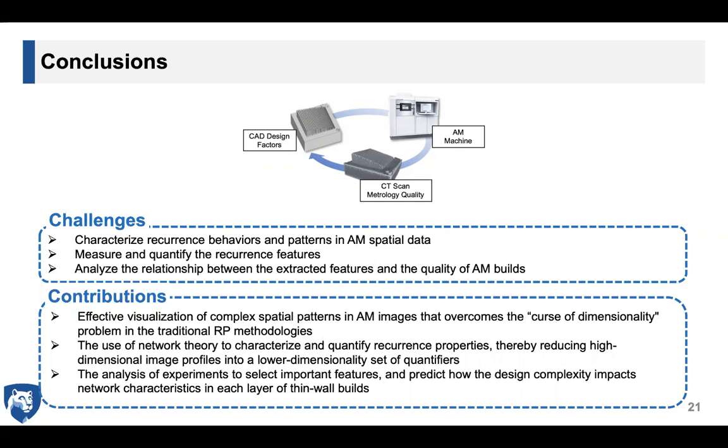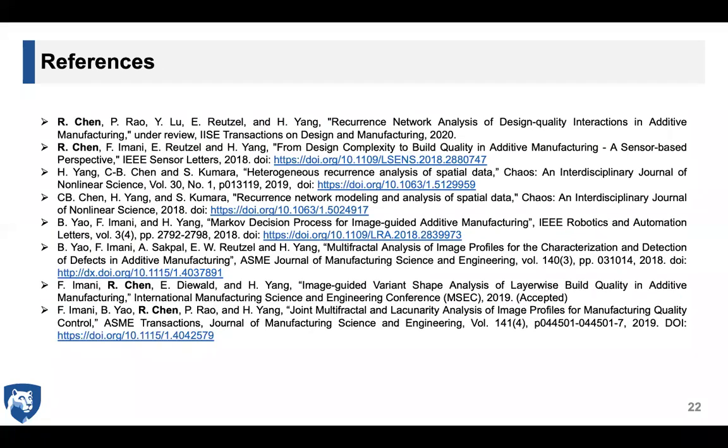So in summary, we visualize the complex spatial patterns in AM images, which overcomes the curse of dimensionality problem in the traditional recurrence plot methodologies. And we leverage the network theory to characterize and quantify the recurrence properties. And at the end, we perform the analysis of experiment to select important features and predict how design complexity impacts network characteristics in each layer of the thermal build. And those are the referenced papers for this study.